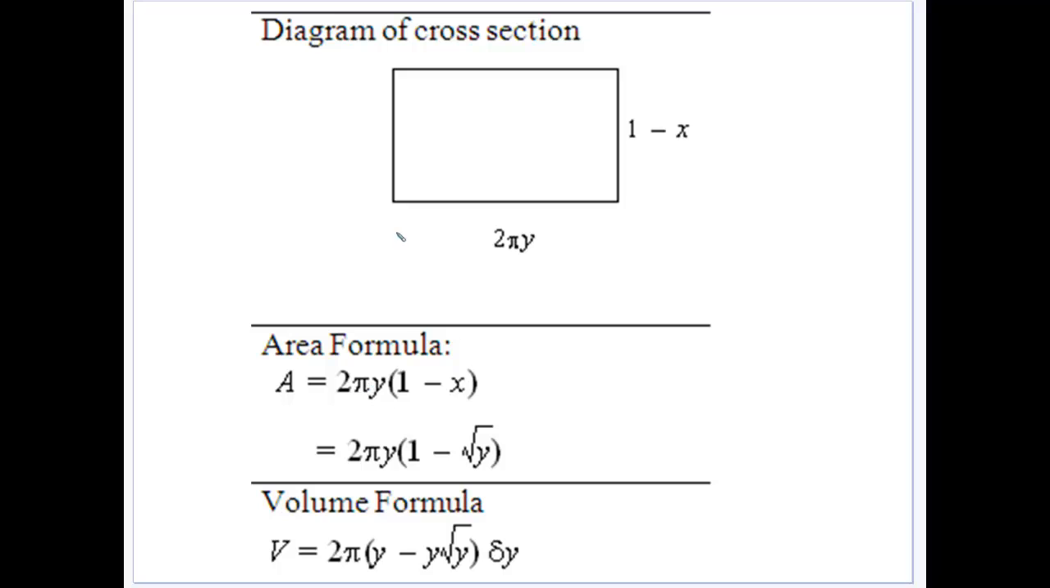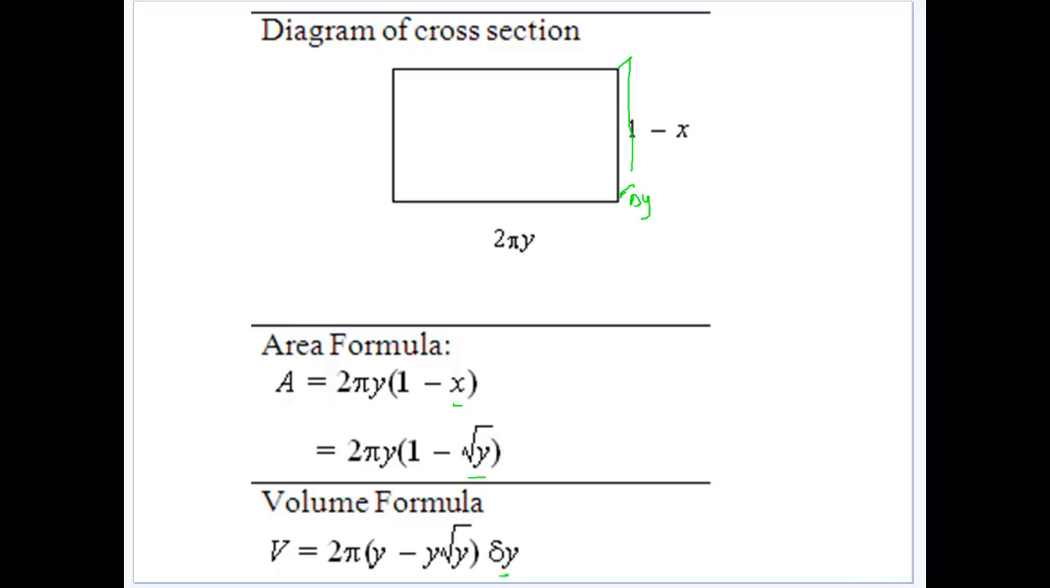So the formula for that area would be 2 pi y, 1 minus x. And because we're going to be delta y, so our thickness of our cylindrical shell is delta y, we're going to convert the x into square root of y. We expand it out, and there's our formula. There's our volume formula for that section and that shell. So that's come out there.